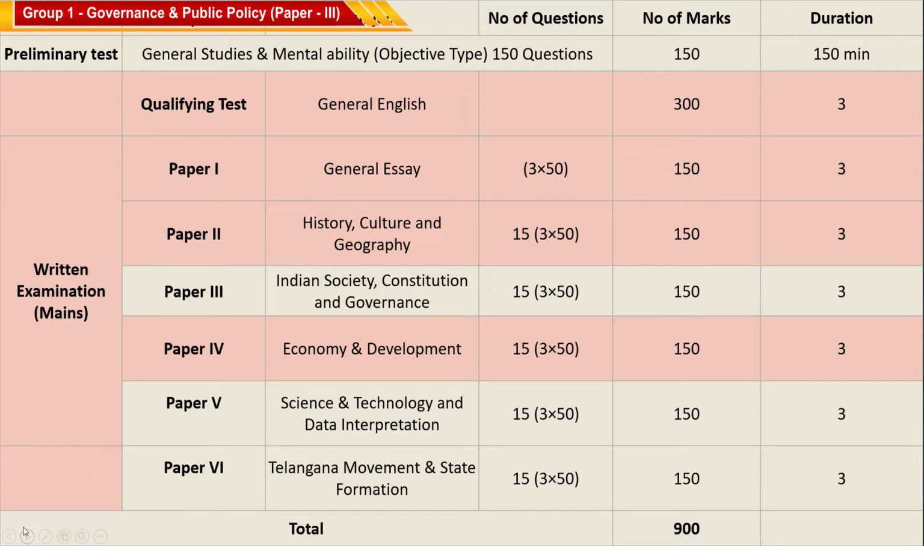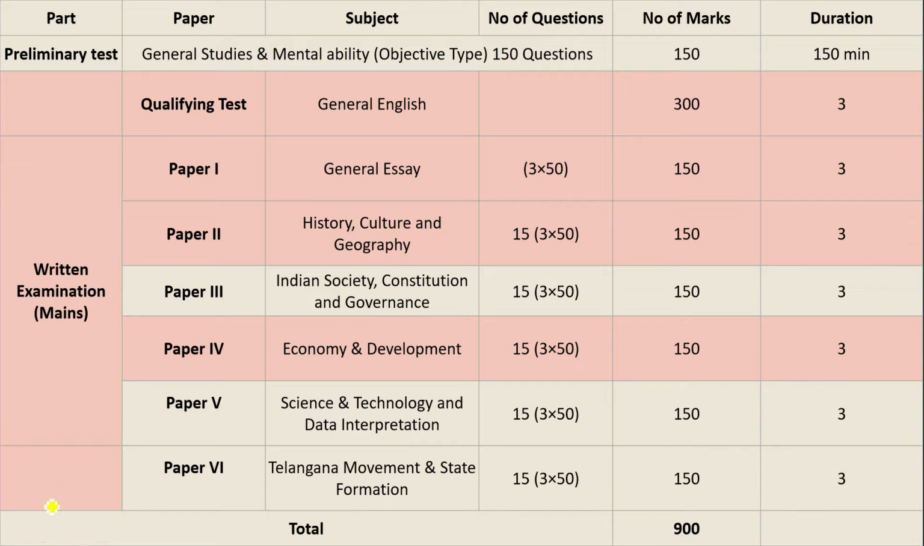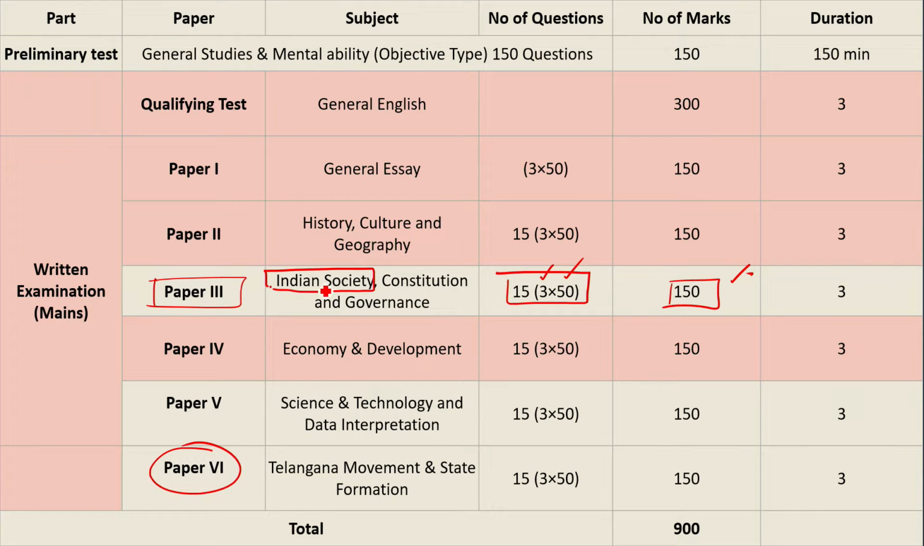Now let us see the syllabus first. You all know this is the overall syllabus of the exam, TSPSC Group 1 Mains. If you look at this syllabus, we have a total of 6 papers. Paper 3 is of 150 marks, and this is divided into 3 sections. Each section carries 50 marks. Indian society is for 50 marks, constitution is for 50 marks, and governance is for 50 marks.